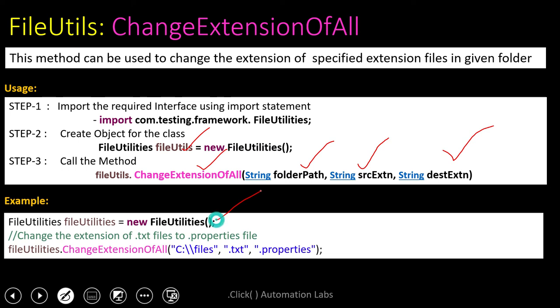For an example, you can have a look at it. This is my class, this is my object, and fileUtilities dot, this is my method changeExtensionOfAll. Now what it does is look at this C file folder, look for all .txt files, and rename them as .properties. It doesn't matter how many files you have, it will rename those files from .txt to .properties. So this is the syntax of this particular method.